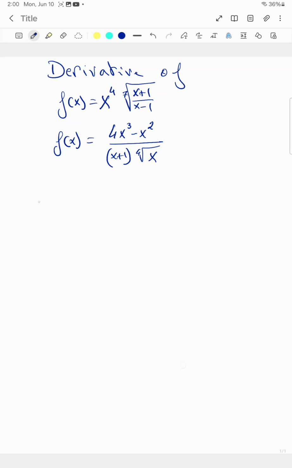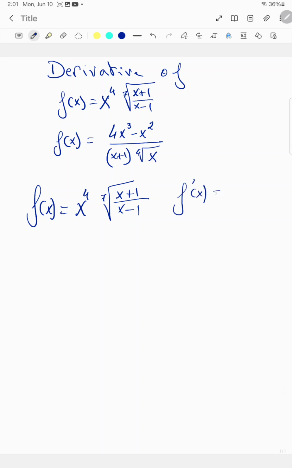So let's start with the first function. f of x is equal to x to the power of 4 times the 7th root of, I think that's how we call it, (x plus 1) divided by (x minus 1). I want to get the derivative, I want f prime of x.